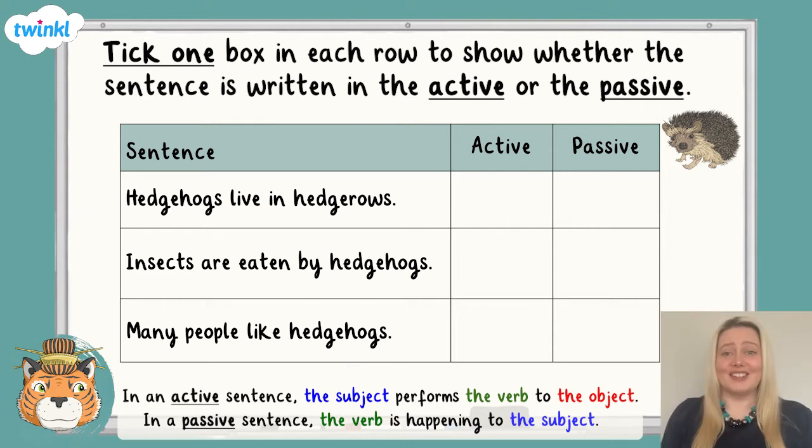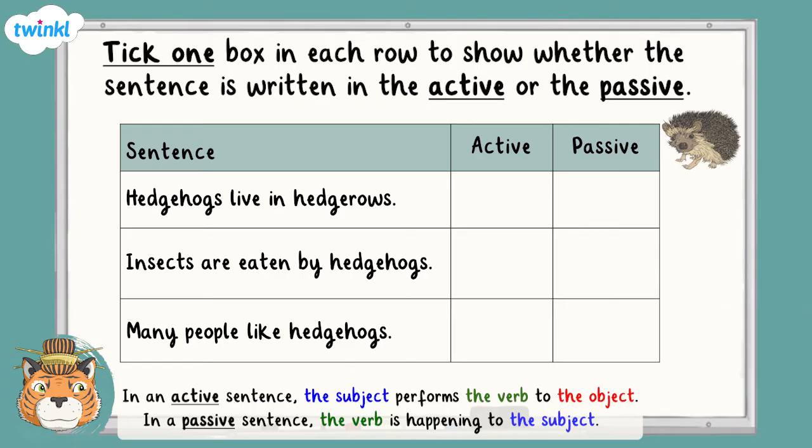Do you have an answer? Great! There are 2 active sentences and 1 passive sentence in this question. In the active sentences, the subject is doing the verb. This means that sentences 1 and 3 are active. Sentence 2 is passive because the eating is happening to the insects. This sentence also ends in a prepositional phrase. Well done if you got that one right.